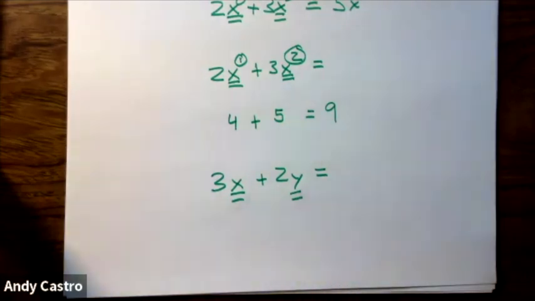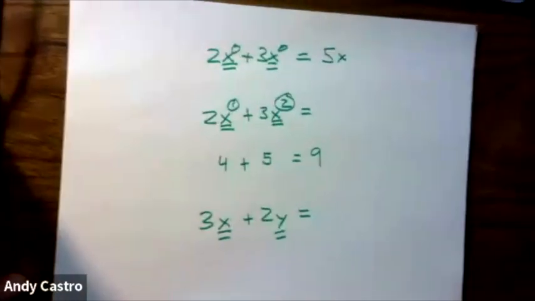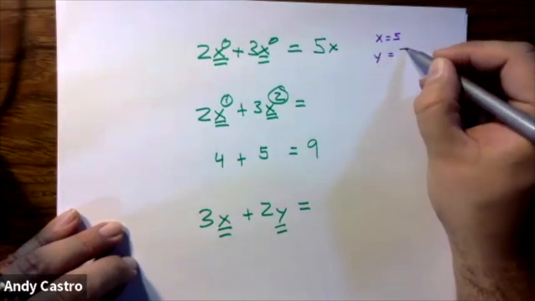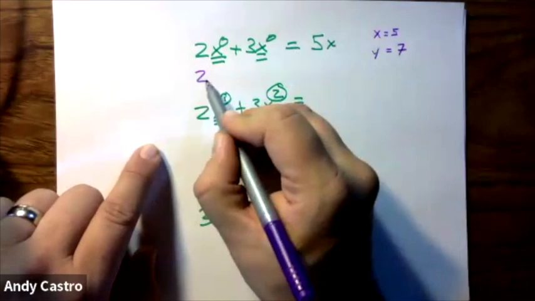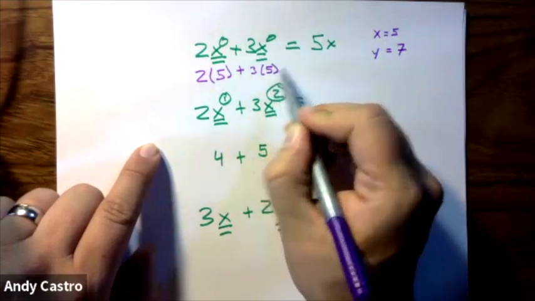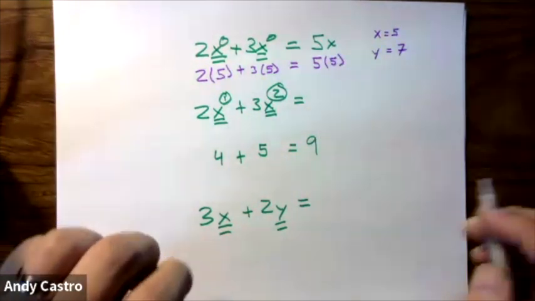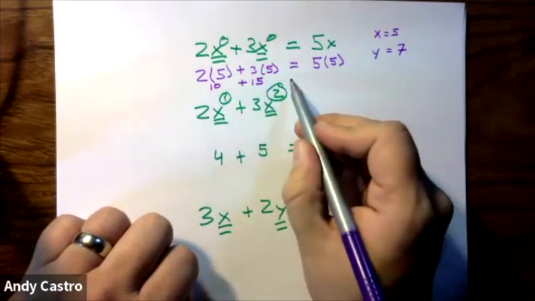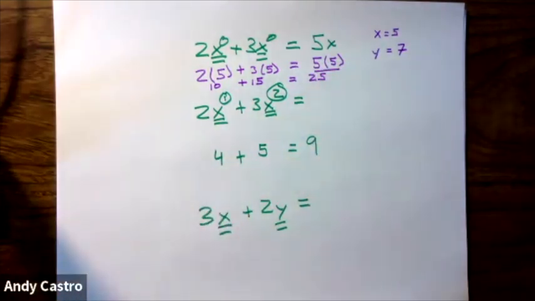Now, how do we know this to be true? We can know this simply by using some examples. So if I use x as the number 5, and y as the number 7, let's look at this first one. Does 2 times 5 plus 3 times 5 equal the same thing as 5 times 5? 2 times 5 is 10, plus 3 times 5 is 15. 15 plus 10 equals 25, which is 5 times 5. So it does work there.